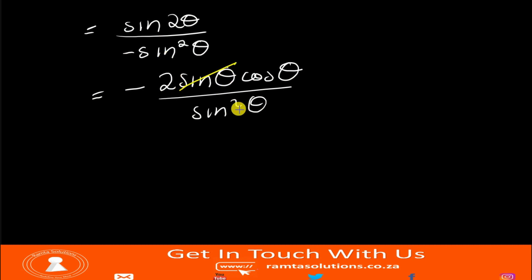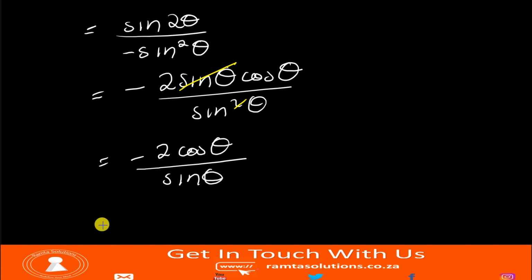So, this will cancel with one of the sines. So, what are you left with? You are left with negative 2 cos theta over sine theta. So, this means you have minus 2 over tan theta. Can you guys see that? You have minus 2 over tan theta. Okay. Perfect.